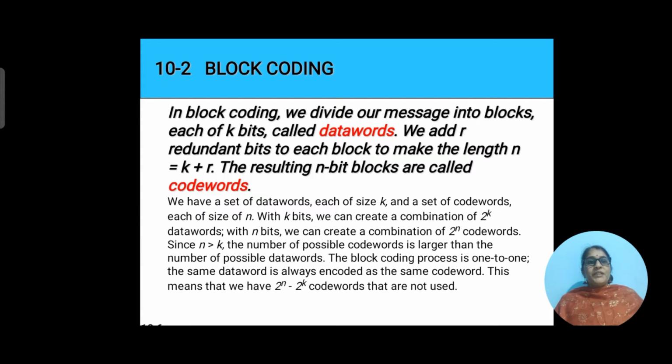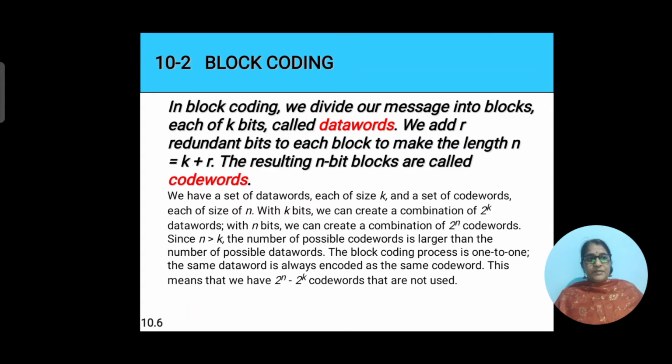The block coding process is one-to-one. One-to-one, the same data word is always encoded as the same code word. This means that we have 2 raised to n minus 2 raised to k code words that are not used.